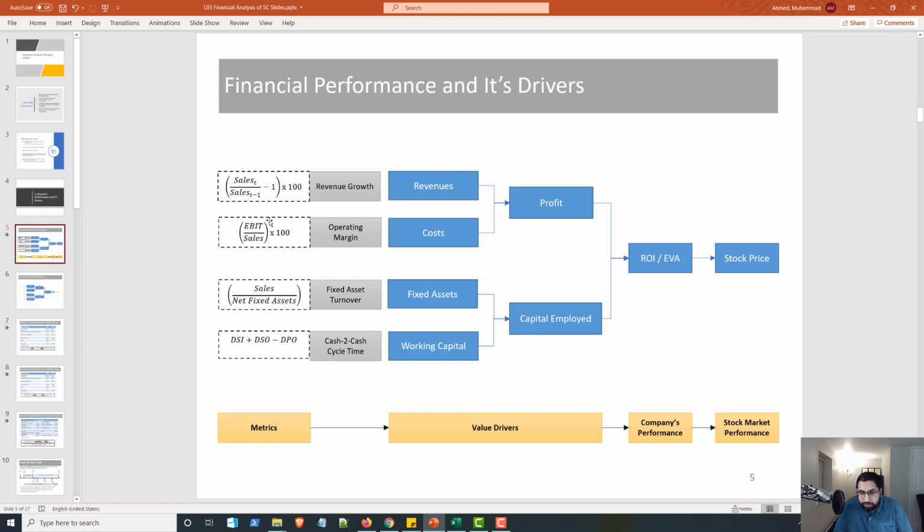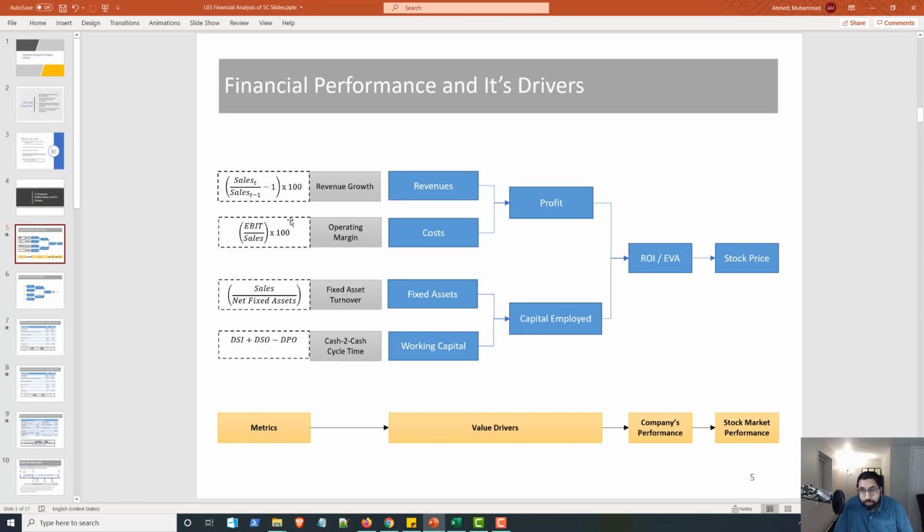And for working capital, we're going to use cash to cash cycle time because it captures very well the whole supply chain cycle, which we'll discuss in detail. And cash to cash cycle is computed by looking at days sales outstanding, DSO, days payables outstanding, DPO, and days sales of inventory, DSI, and we'll talk about what these terms mean in the next few slides and how exactly to compute that.